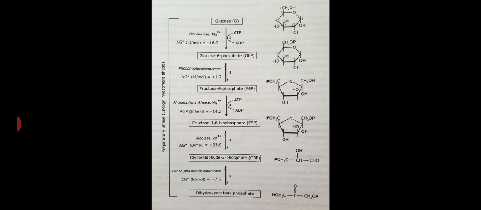Second step involves isomerization of glucose 6-phosphate to fructose 6-phosphate. This is a conversion of an aldose into a ketose. Due to isomerization, carbonyl oxygen from carbon 1 moves to carbon 2.